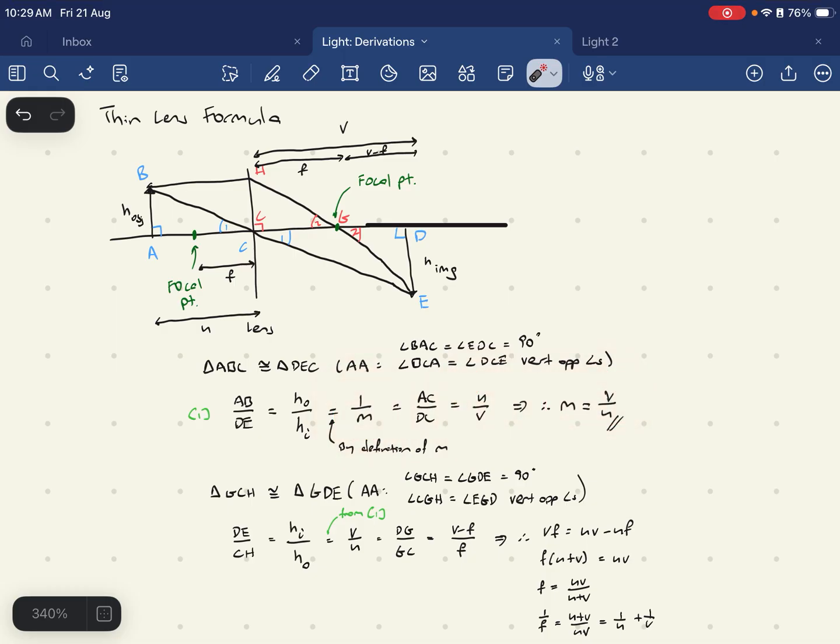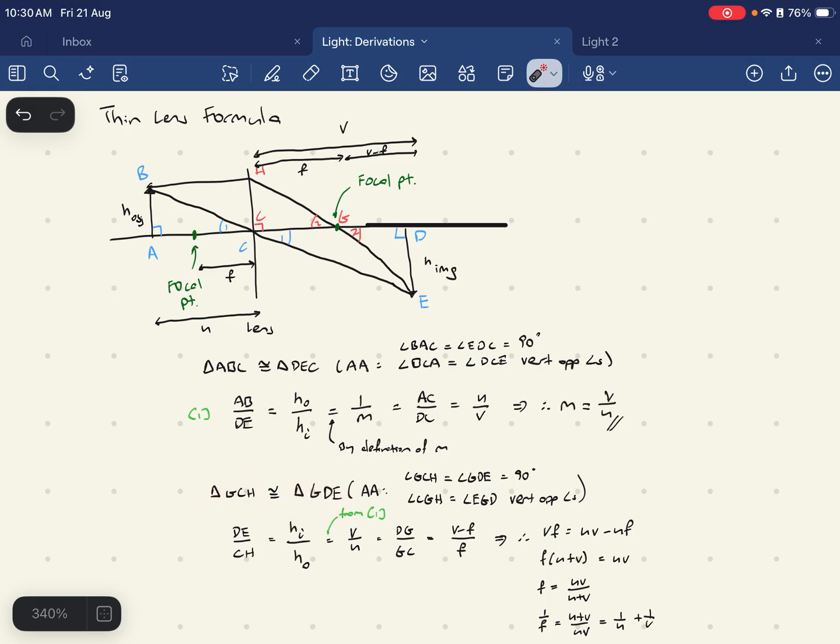Then you consider the triangle GCH, which goes from 2 to 90 to the unmarked, and that is similar to GDE, 2 to 90 to the unmarked. So by angle they are similar because these two angles are vertically opposite, and these two angles are 90 degree angles. So you see that if you take DE, which is the last two, over CH, it will be equal to DG, the first two, over GC, the first two.